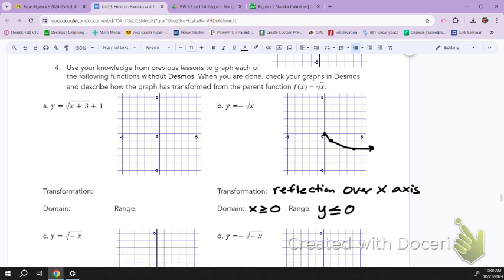Okay, so if you got stuck on graph B, that's okay. Right now I want you to go do graph C and D. I'm going to give you some more time. Please go work on graph C and D.